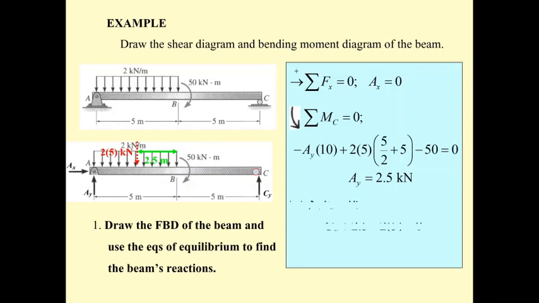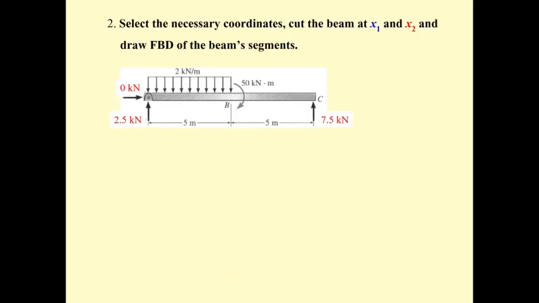And then last one, summation of F sub y equal to 0. The C sub y upward, the 2.5 upward is going to be plus, and then 2 times 5 downward, so negative. You get C sub y of 7.5 kilonewton. So we get the free body diagram of the beam like this.